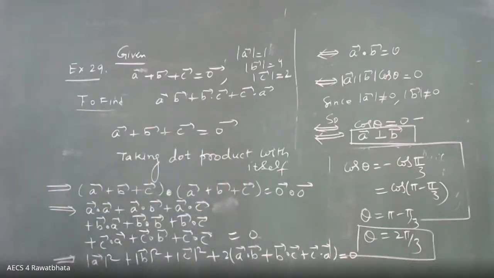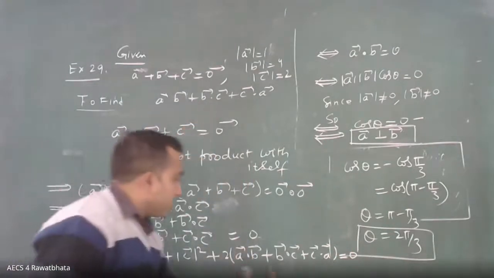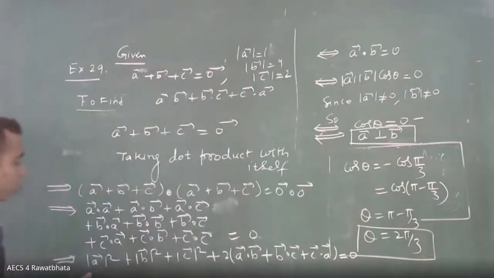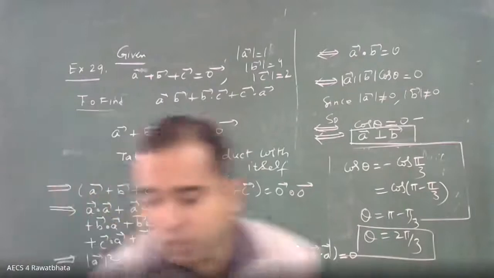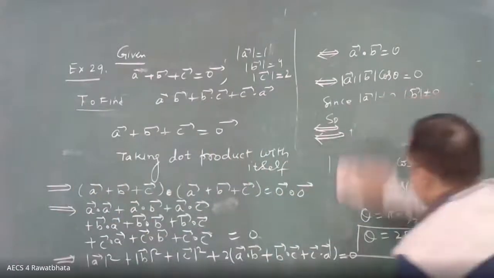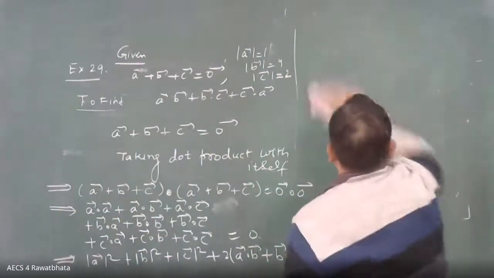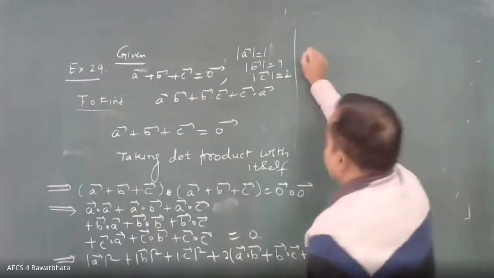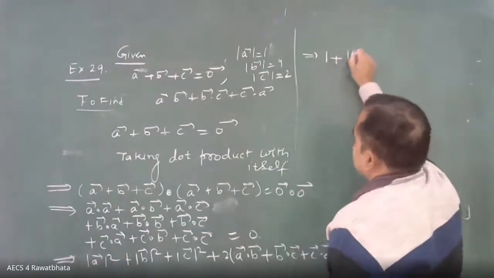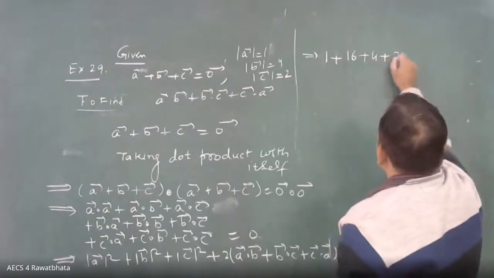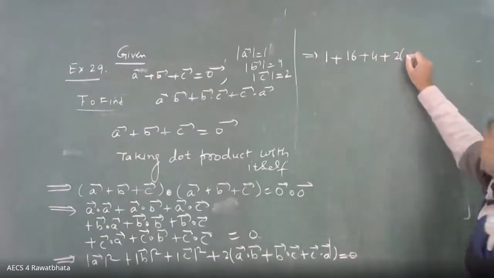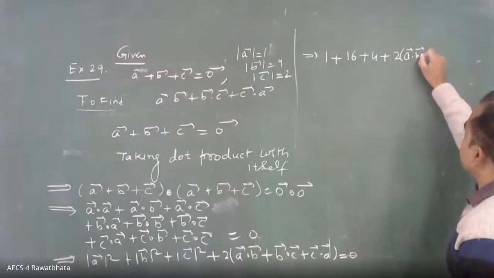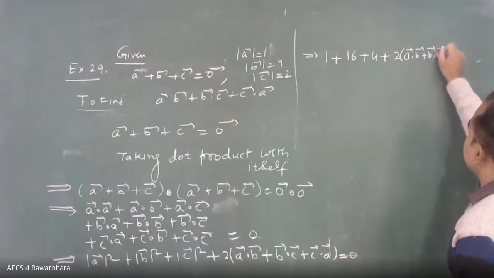Right? They were asking this quantity, we have got this expression. Now put mod A, mod B, and mod C values, which are given in the question. So let us substitute the values and calculate. If I put the values, it will be 1 plus 16 plus 4 plus 2 times A dot B plus B dot C plus C dot A.